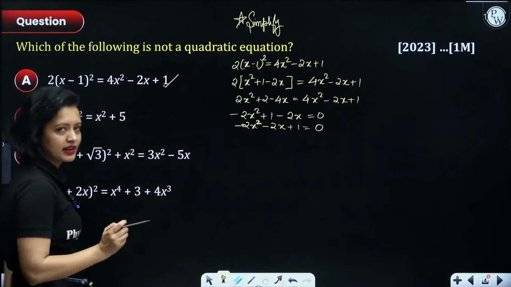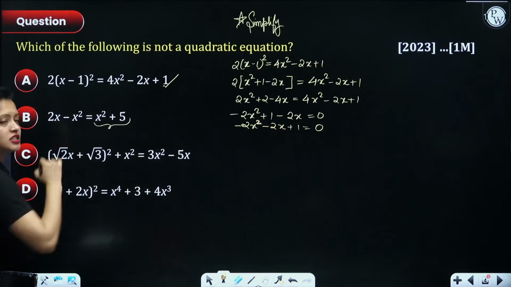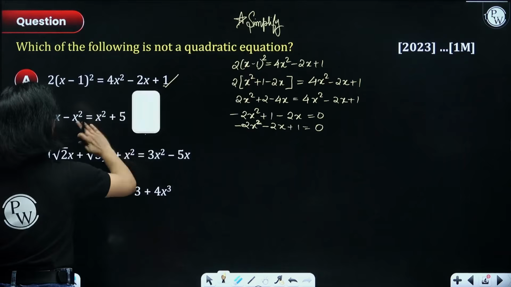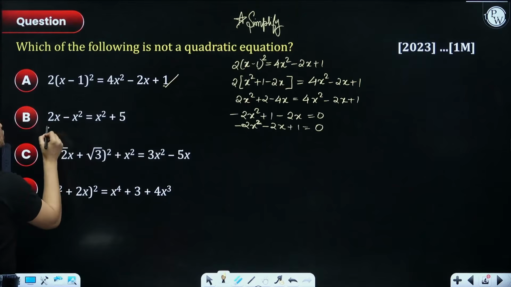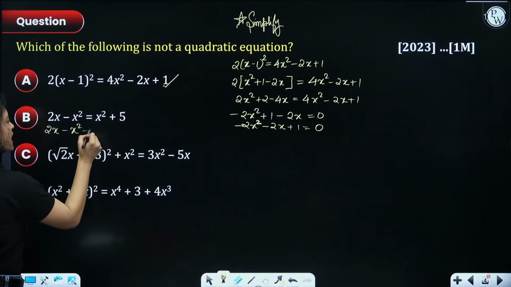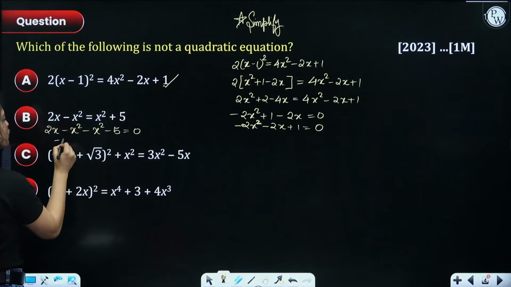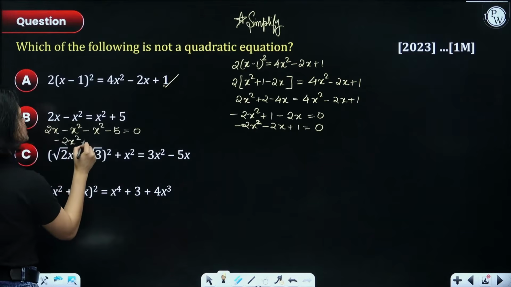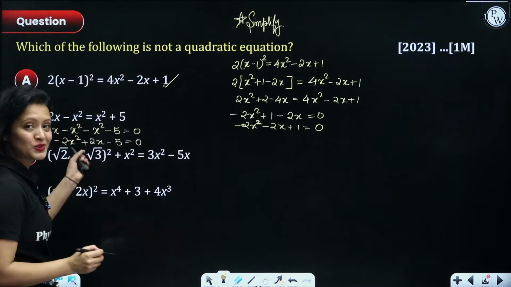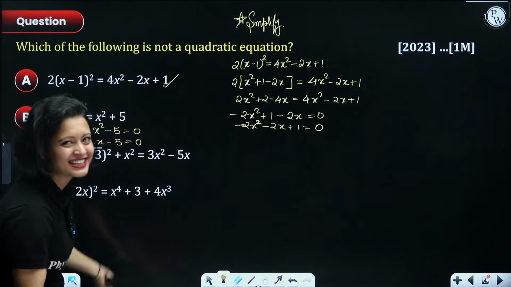Let's check the second one. The second one is easy to simplify. You will just bring all of these terms to the left hand side. So you will have 2x, then minus x square, then this x square comes here, so minus x square minus 5 is equal to 0. When you simplify, you get minus 2x square plus 2x minus 5 is equal to 0. Again, this is a quadratic equation because the highest power of the variable is still 2.